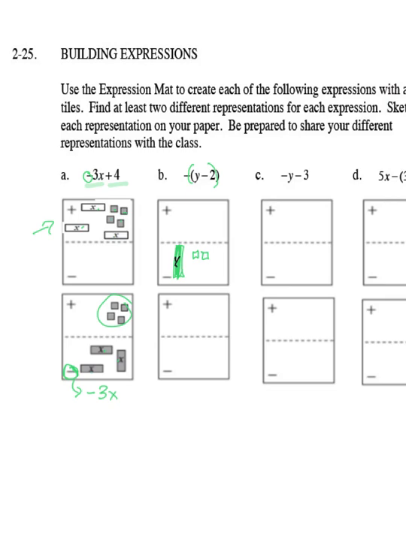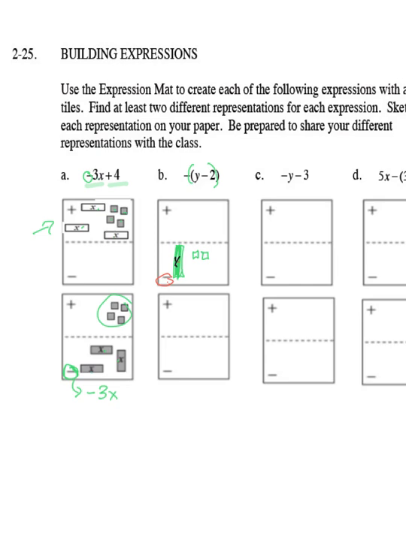So I have a negative y and a negative 2. Or you could say I have the opposite of y minus 2. Or I could even say I'm taking away, or I'm subtracting y minus 2, which is what that means. So just like the first one, now you can just flip the regions and flip the tiles.